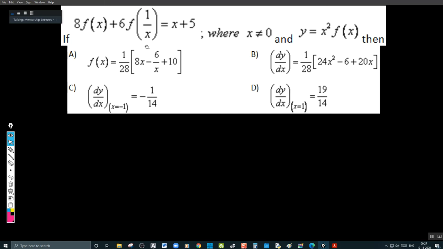Solving the functional equation. This question is solving the functional equation, but he has just given another condition also. You have to observe it. If you take f of x directly, you will not get the other options because he defined y in a different way as x square into f of x. That is the thing to be observed.